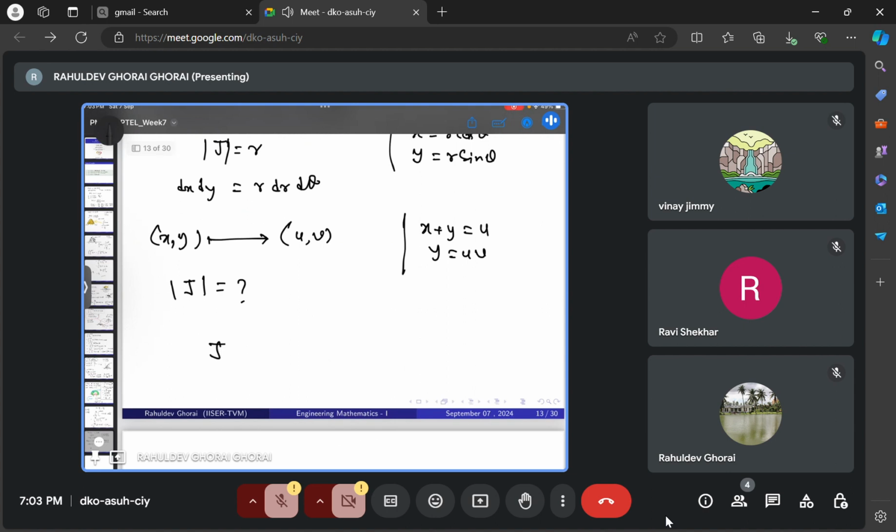So the Jacobian in this case will be j of xy over j of uv, which is nothing but the matrix del x del u, del x del v, del y del u, del y del v. So find out this value at least, try by yourself. It is given that x plus y is equal to u and y is equal to uv.